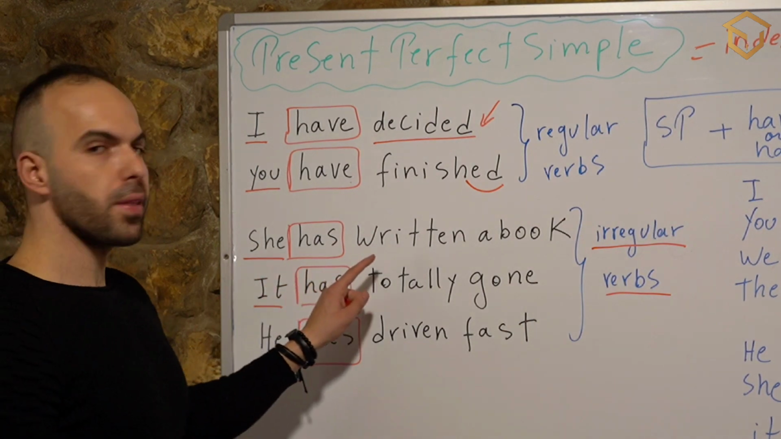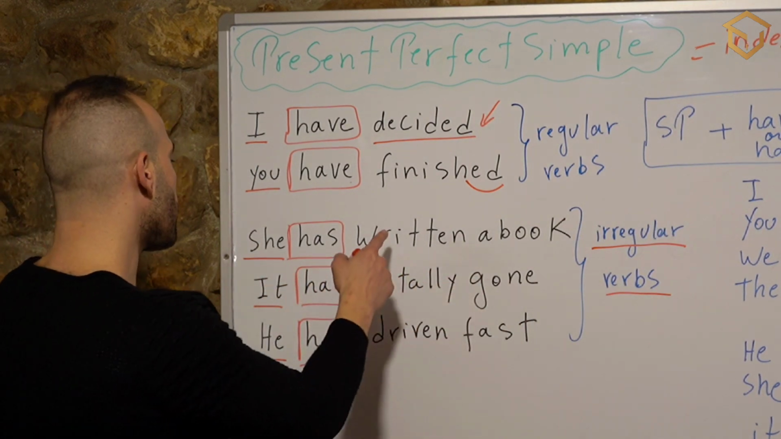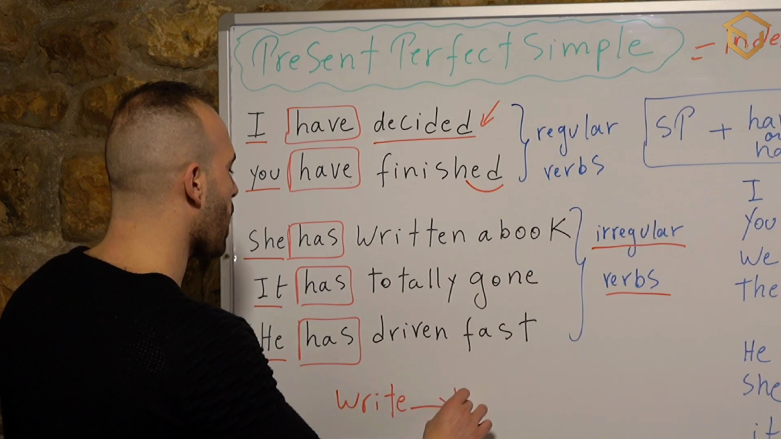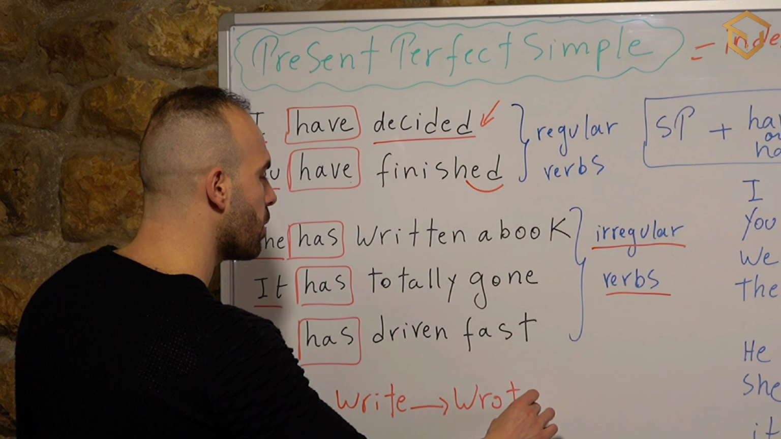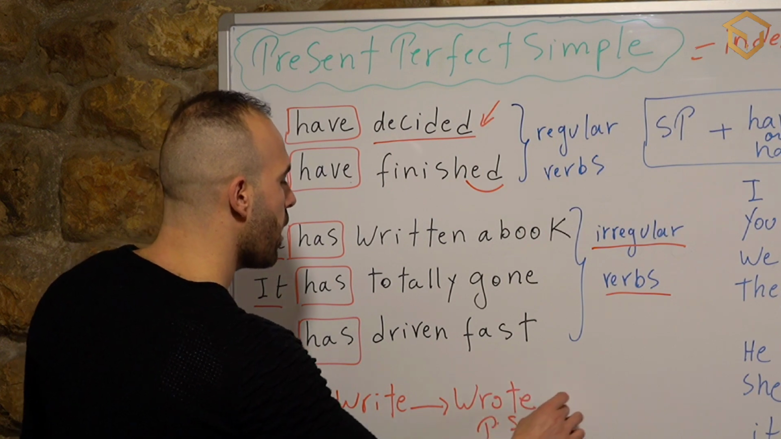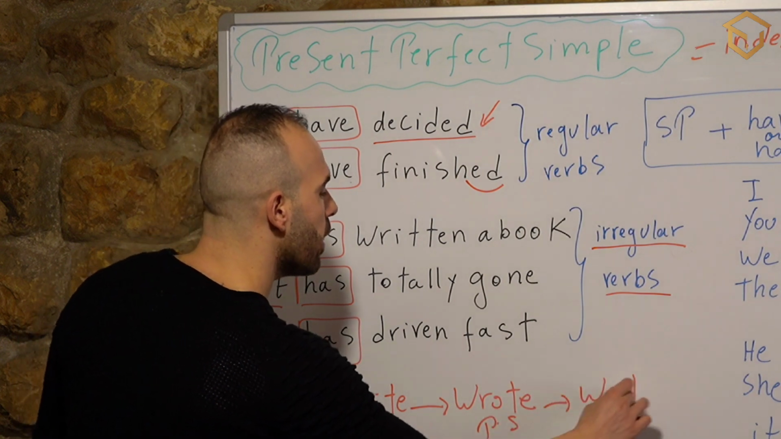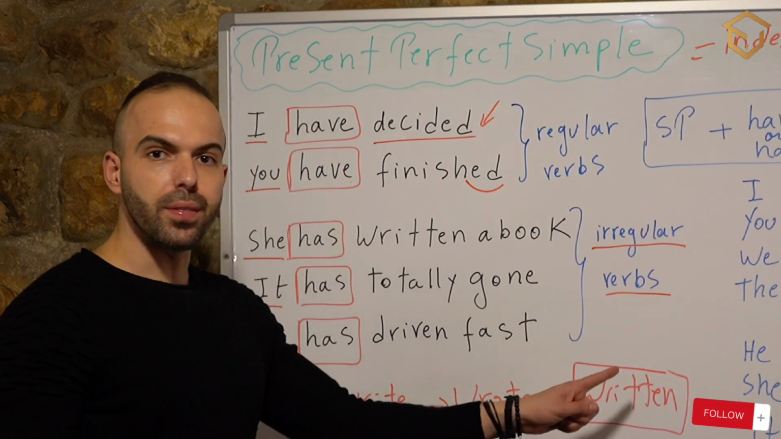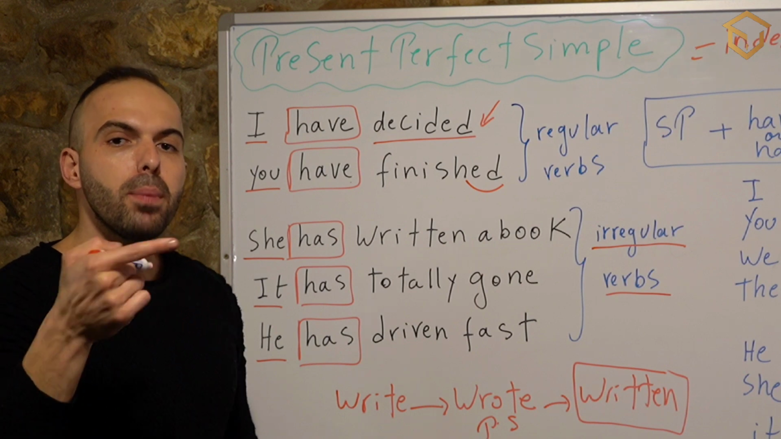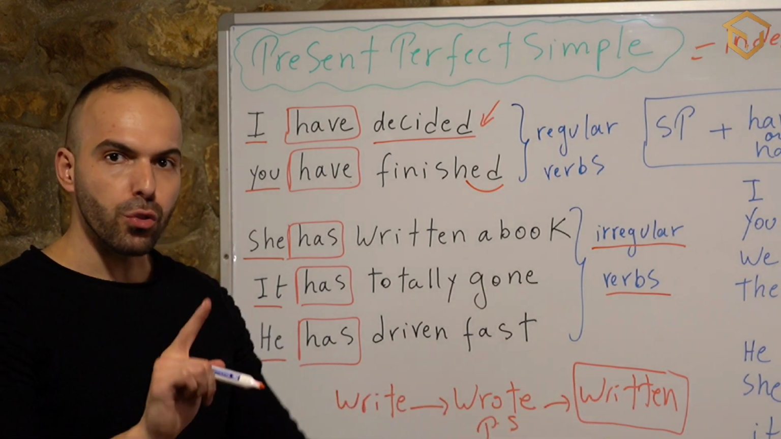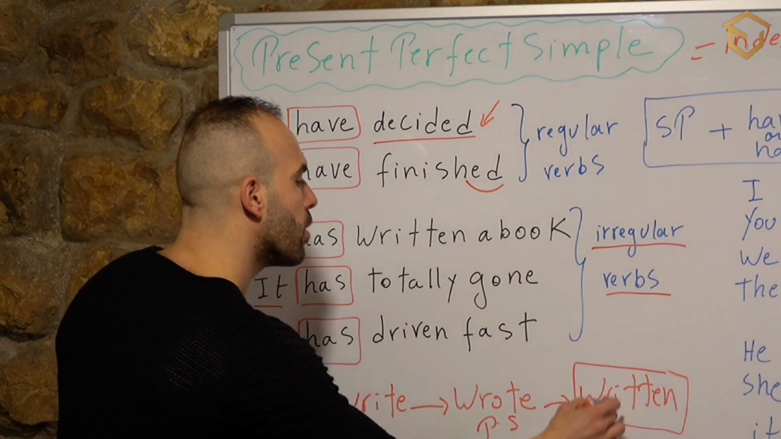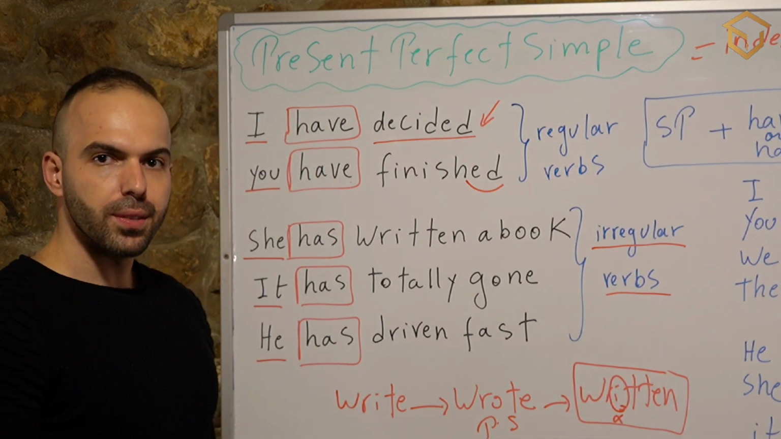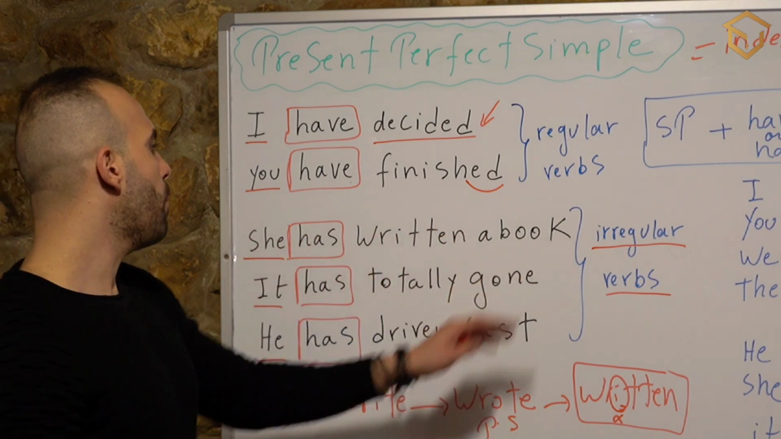Moving now to the irregular verbs. She has written a book. Written. The original form is write. Write becomes wrote in the past simple. That's the past simple. And written in the past participle. It's an irregular verb. Written, not "writ-ten". Many people spell it wrongly. The w here is silent. Written. She has written a book.